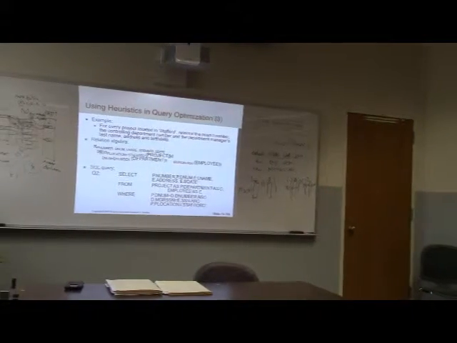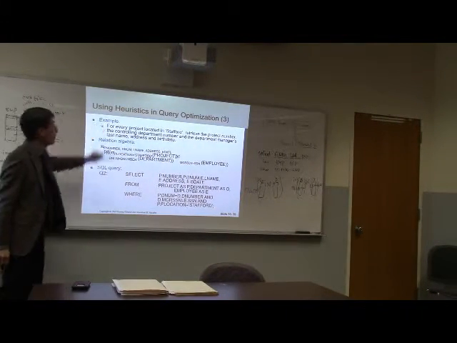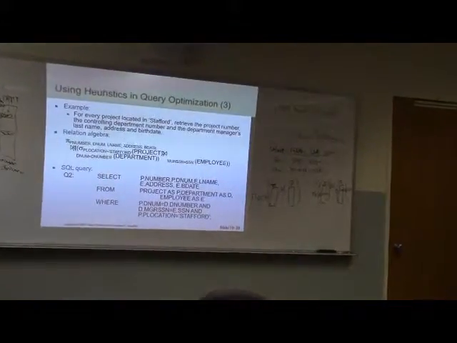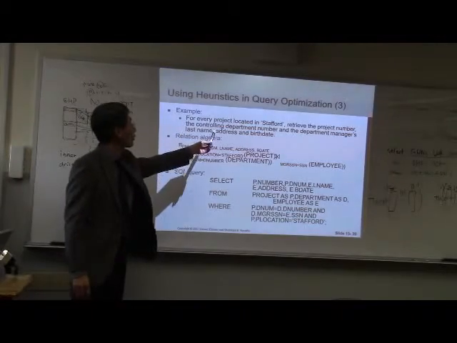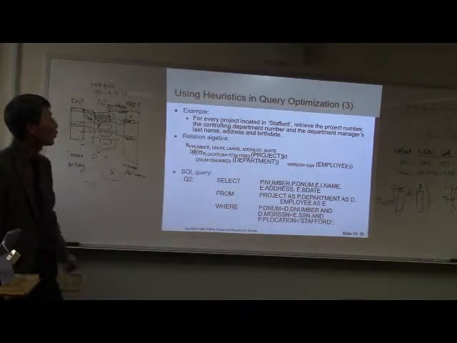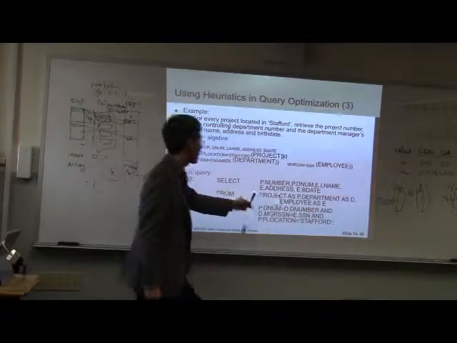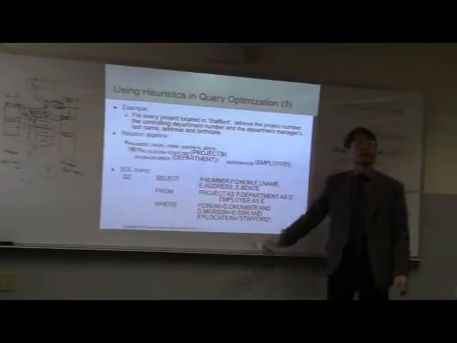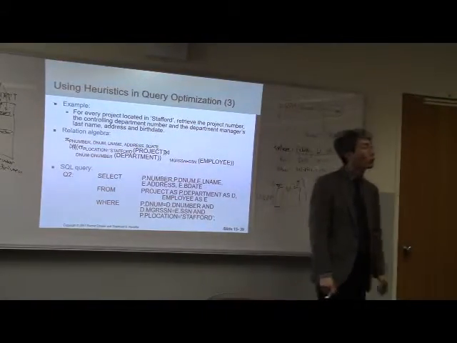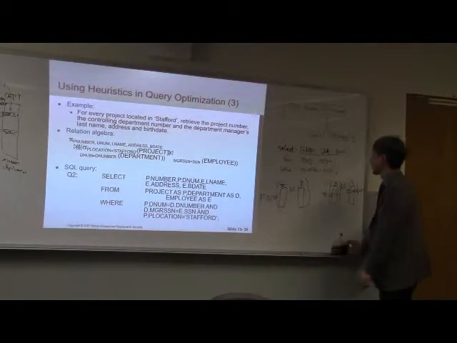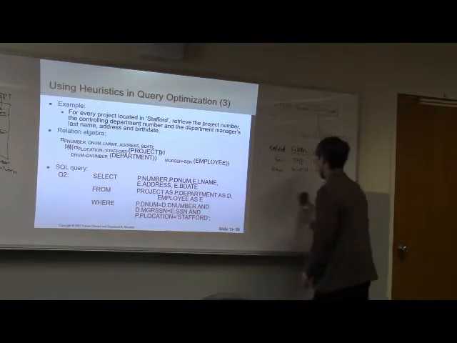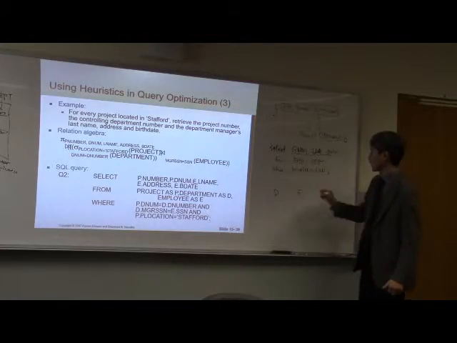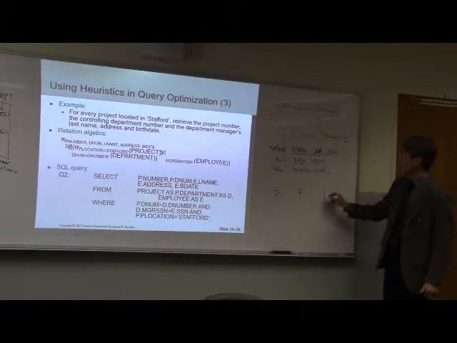You have already seen this before. For the project Stafford, we'd like to retrieve the project number, controlling department, and manager information. To do that, we need to access the project, department, and employee. How many different ways? Let's quickly check how many different ways there are of accessing such data. D represents the department, E represents the employee, and P the project.